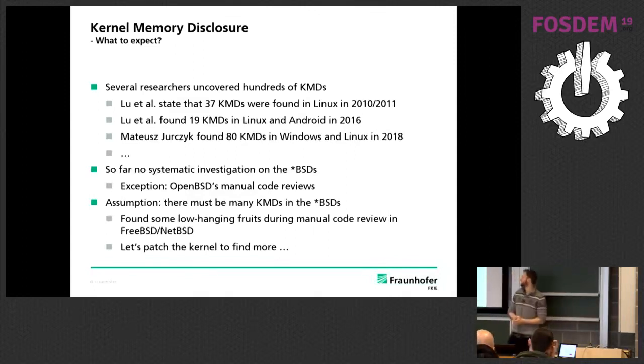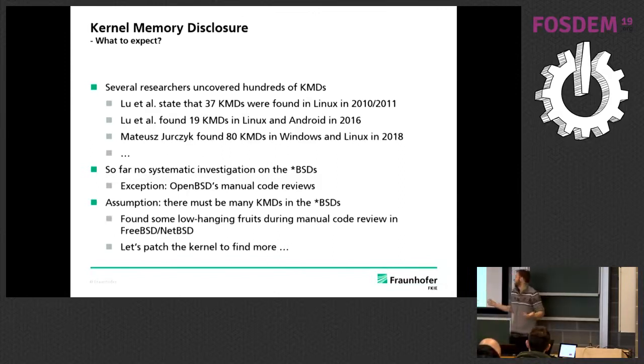There are many individual researchers that found kernel memory disclosures by having a look at the code. So far there hasn't been any systematic investigation in the BSDs, as far as I know. Maybe you can say an exception would be OpenBSD manual code reviews. But then again, correct me if I'm wrong, but I think 2 weeks ago there was an errata notice in OpenBSD about the pledge syscall, and there was a kernel memory disclosure. So if this is true, then everybody's fighting with this.